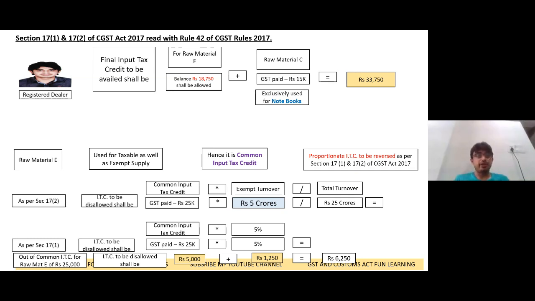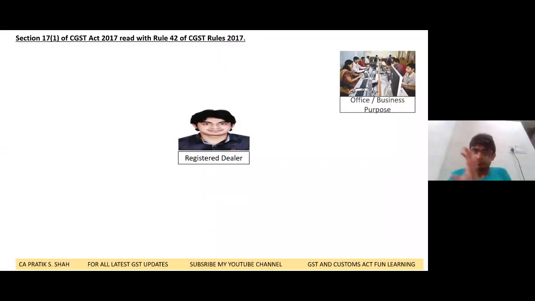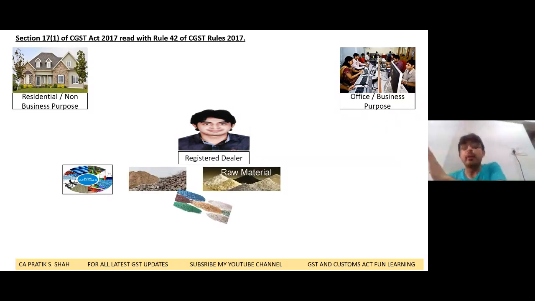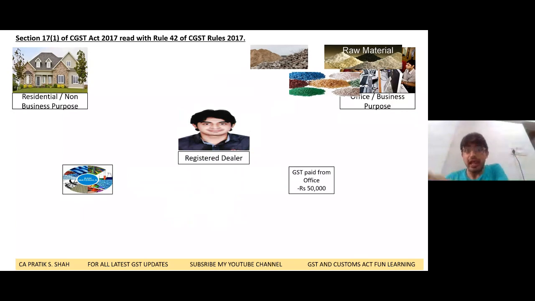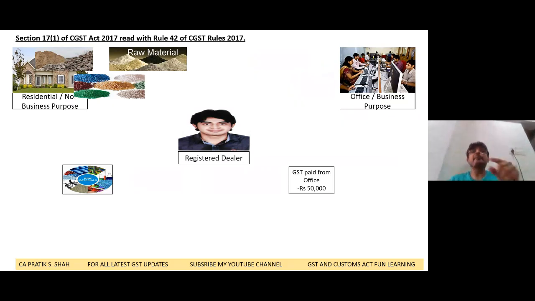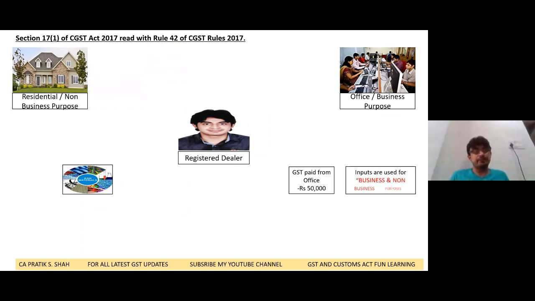See this 5% point. Say I'm a registered dealer. I have my office as well as my residence. I'm using raw materials, stones, etc. I'm using it for my personal purpose also, and I'm using it for my business purpose also. Same raw material is used for business also. I have paid just 50,000. Can I avail entire 50,000, sir? No, because I've used it for my business purpose as well as non-business purpose.